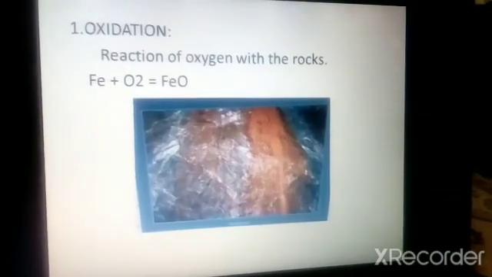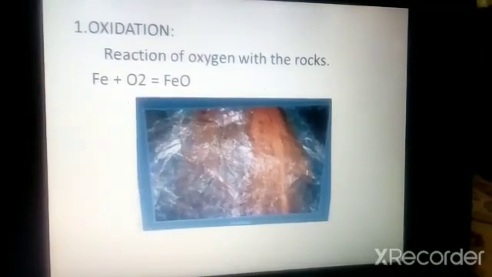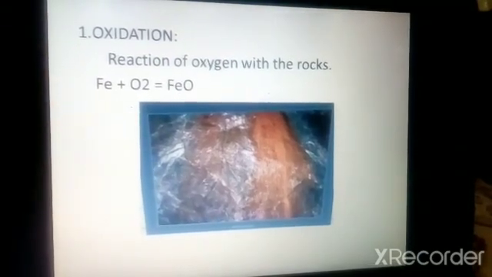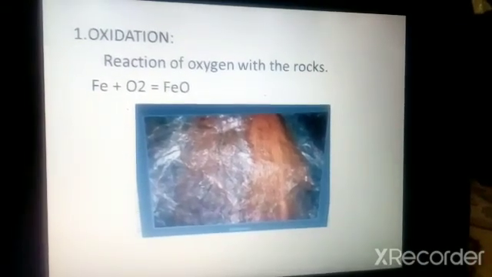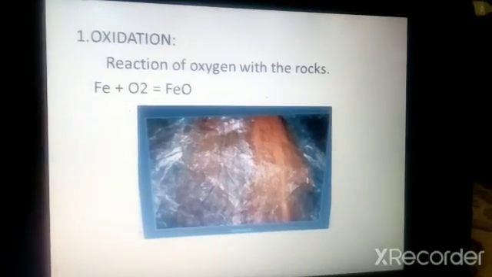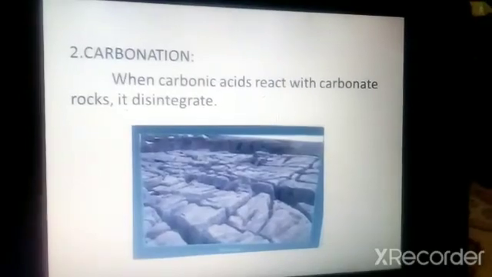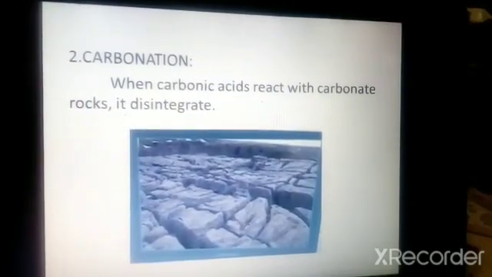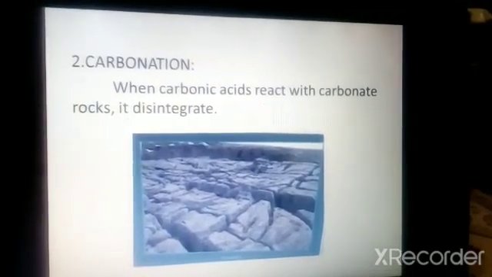Oxidation means the reaction of oxygen with the rocks. That is, if the rock has iron content, mixing with oxygen it changes into iron oxide. That is, if it is yellow in color, reacting with oxygen it changes into red color. Second one is carbonation. When carbonic acid reacts with carbonate rock, it disintegrates into smaller substances.